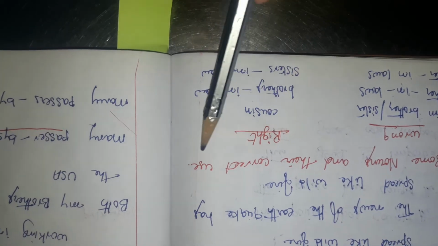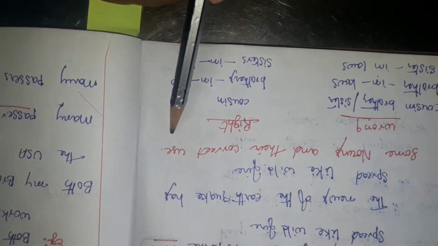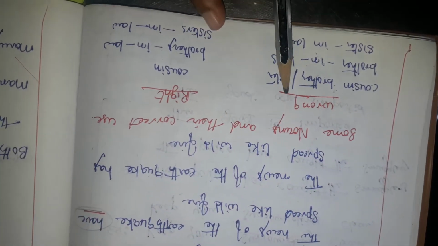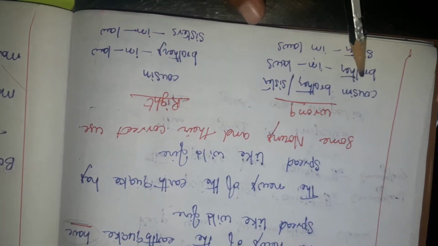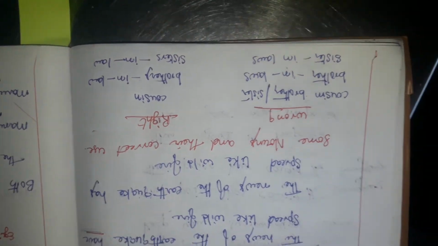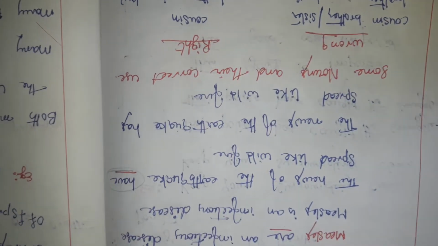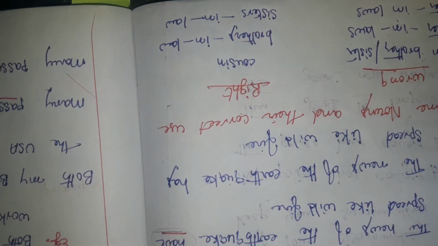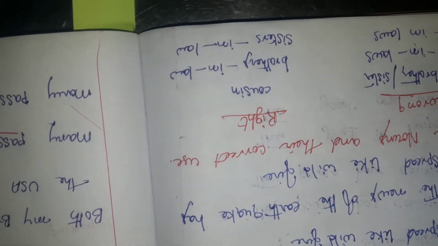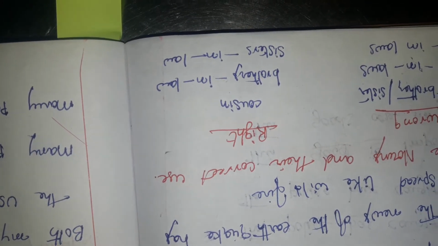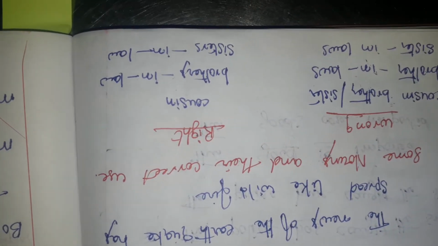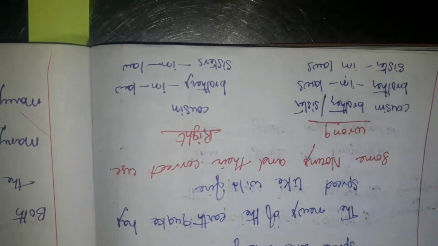Here are some nouns and their correct uses. This is wrong and this is right. Cousin, brother or sister. You don't have to say she is my cousin sister or he is my cousin brother. You only say he is my cousin or she is my cousin. No brother or sister attached to the cousin. Next.